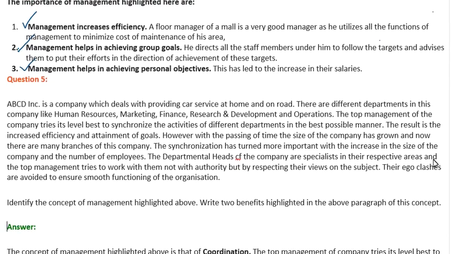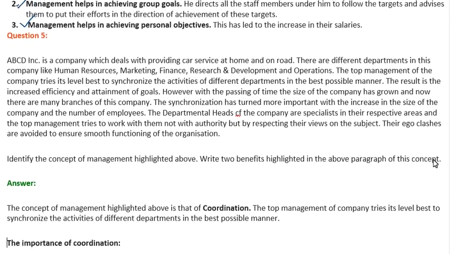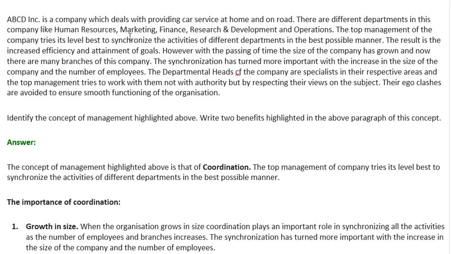Let's see question number 5. Okay, A.B.st Limited is a company which deals in providing car services at home and on road. There are different departments in this company like human resources, marketing, finance, research, development and operations. The top management of the company tries its level best to synchronize the activities of different departments in the best possible manner. The result is increased efficiency and attainment of goals.